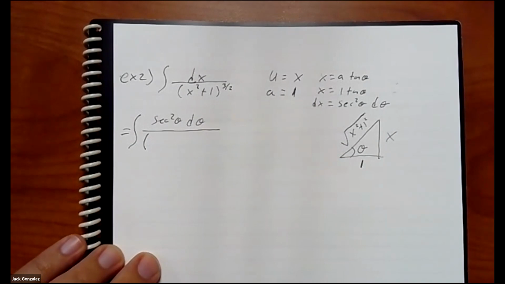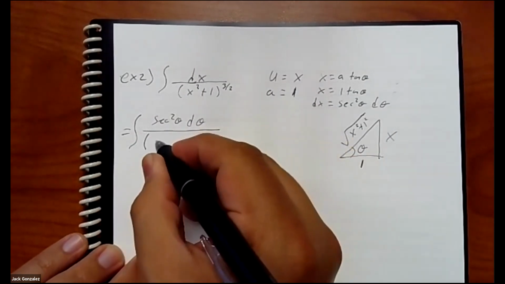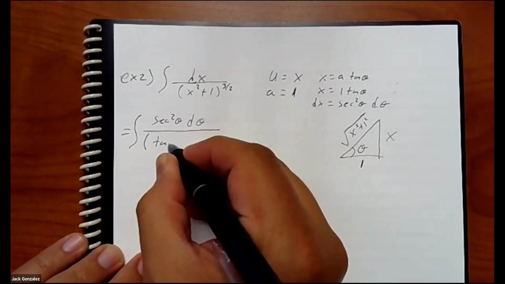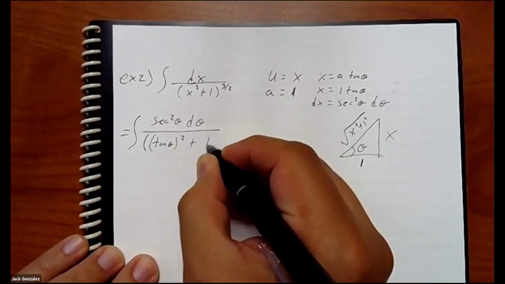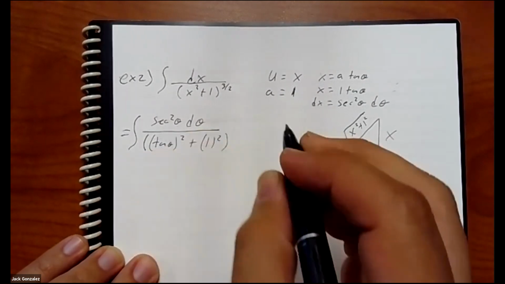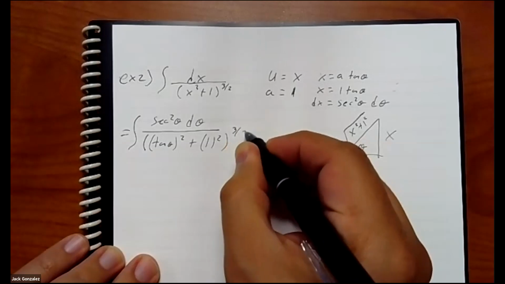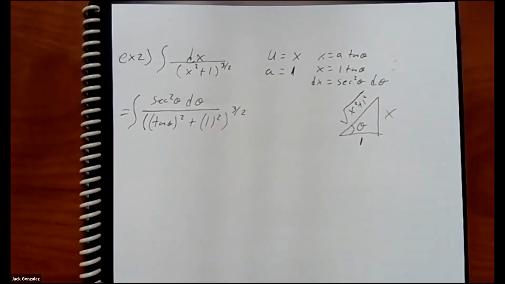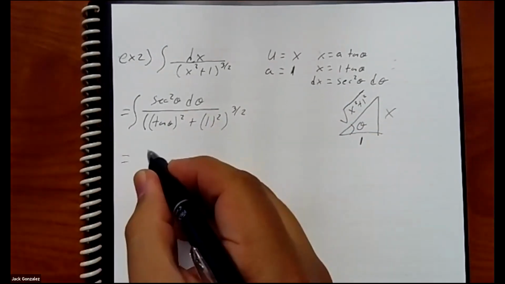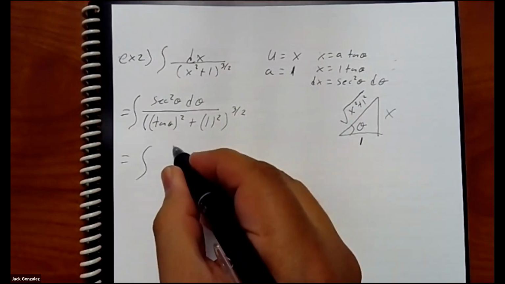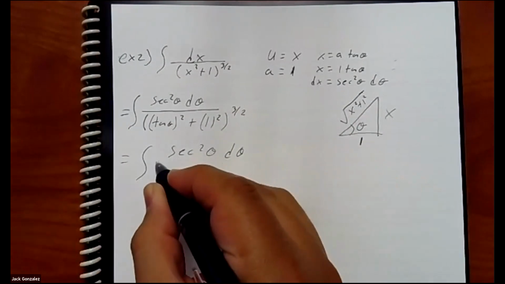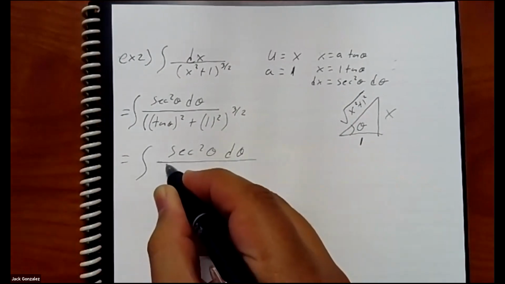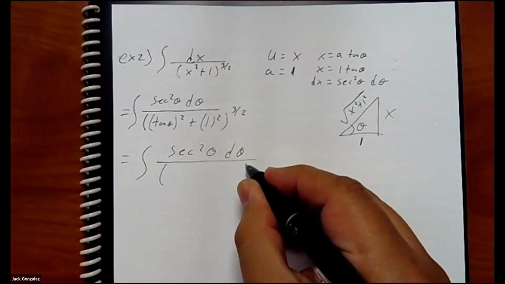So I replace dx with secant squared theta d theta. Replace x squared with tangent squared theta. The one squared isn't important, but I just want you to see that that's part of the formula, right? So what is tangent squared plus 1? Which identity is that?